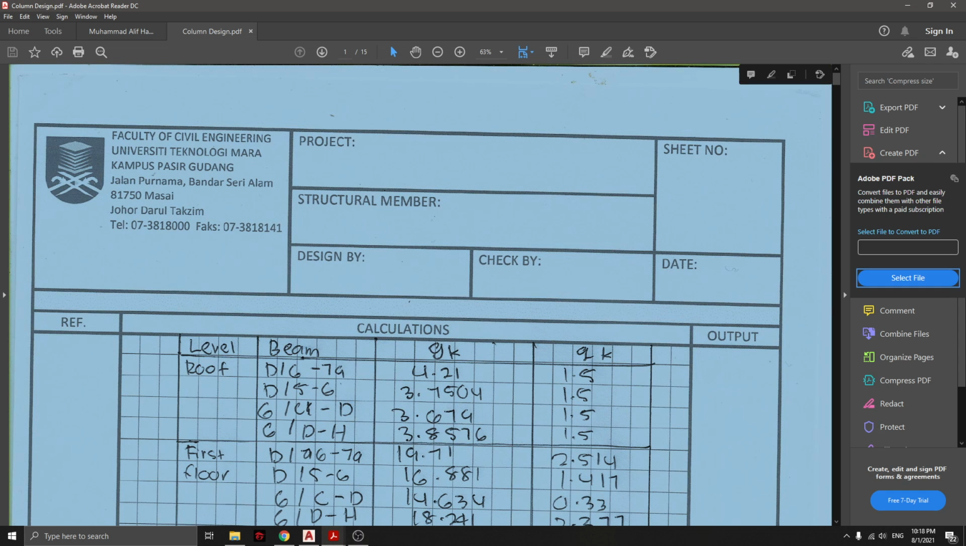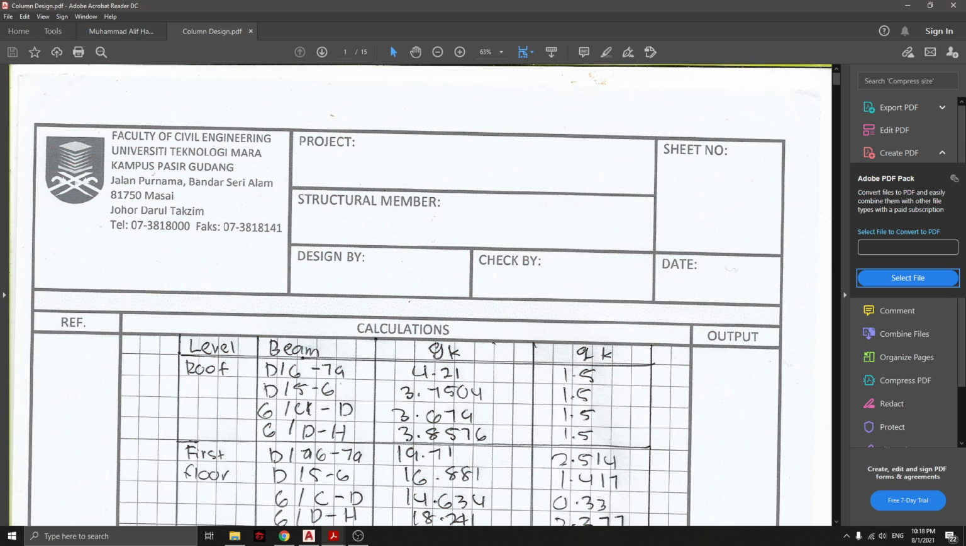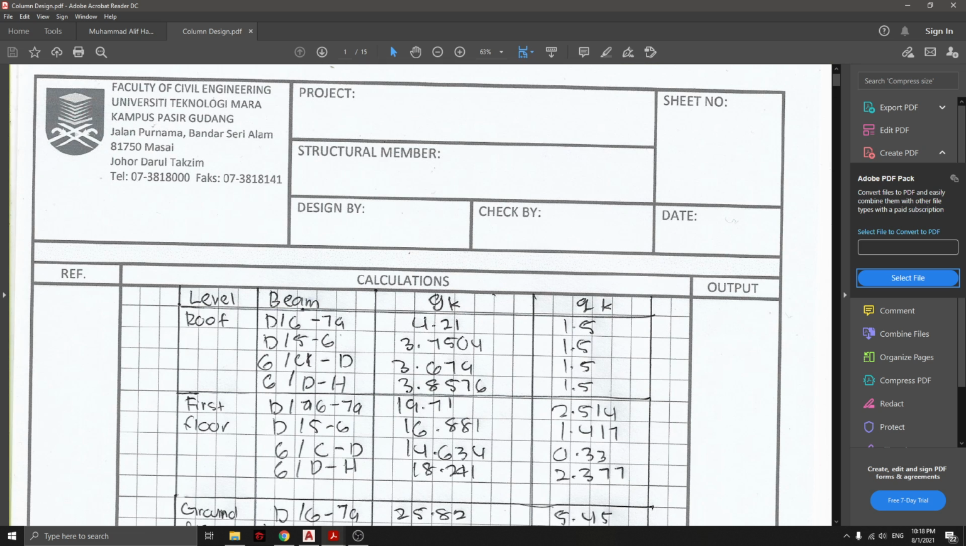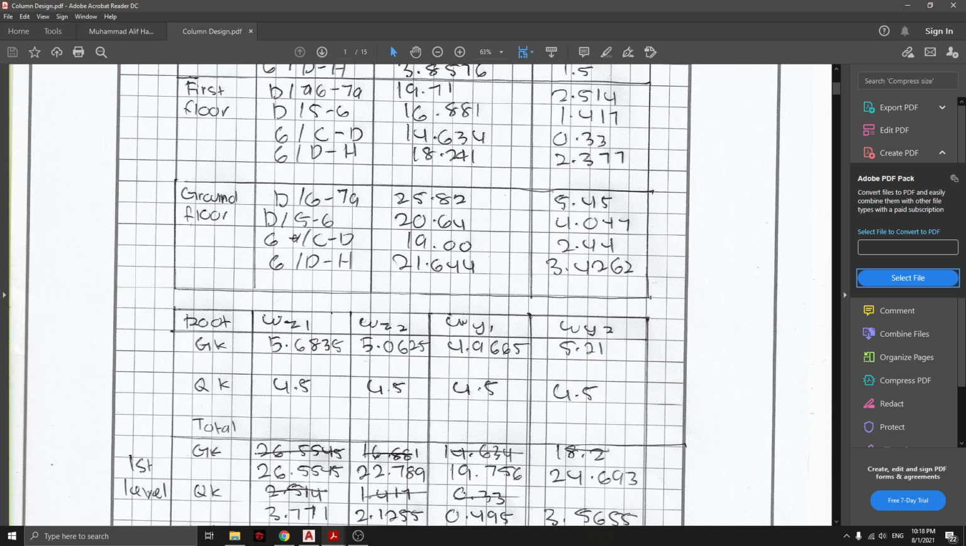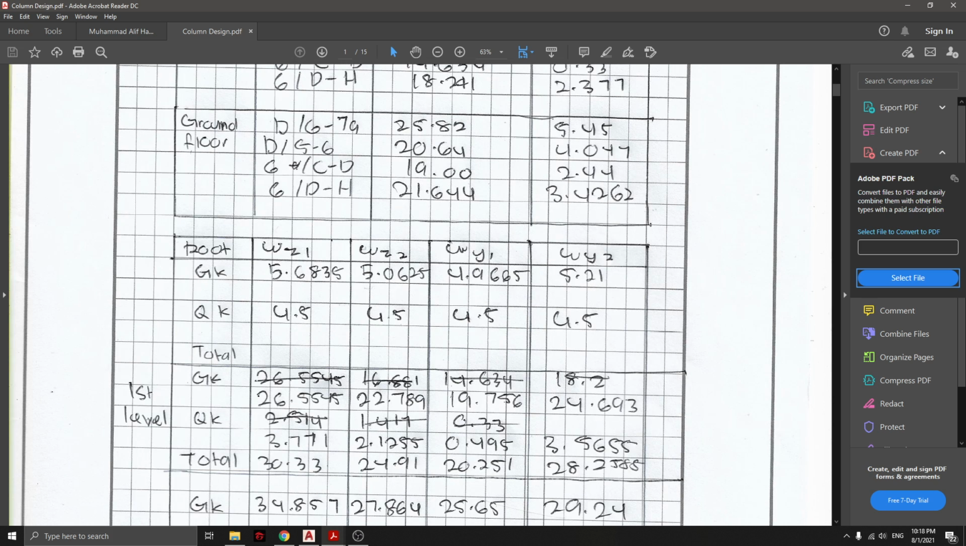So today I will present about my column design. First, my FYK is 500, FCK is 30, and my CNOM is 20. And then we find the loading from the beam and the self weight of the slab at the column itself. And then we find the W. We total up.